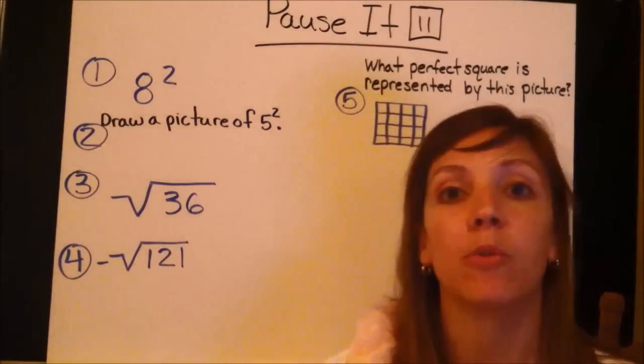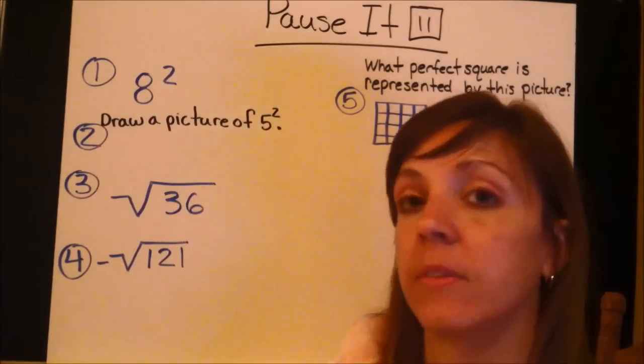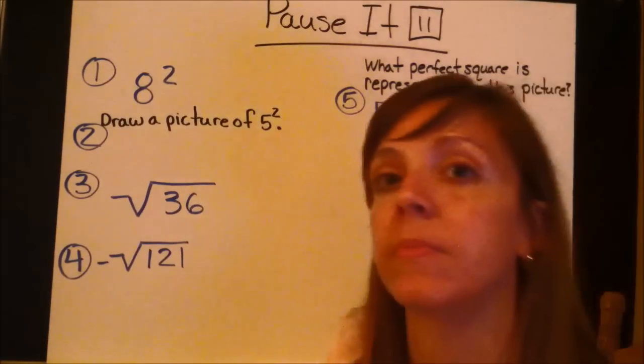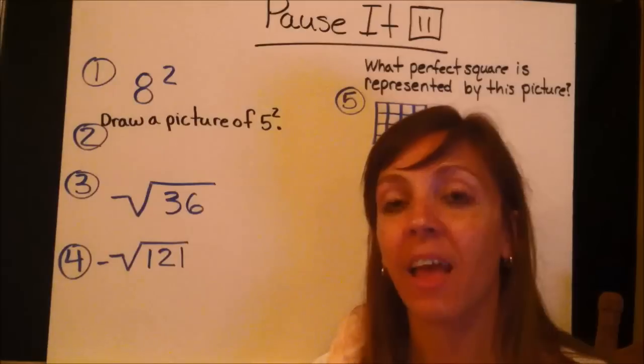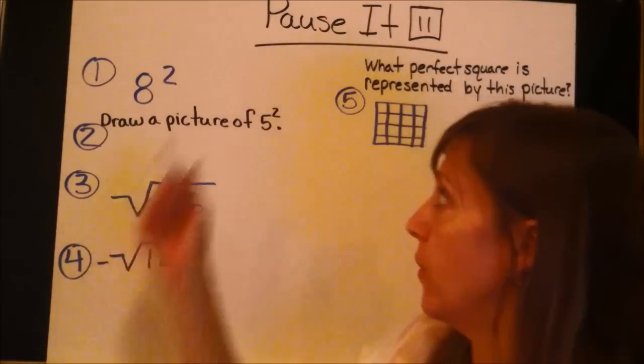Now in this section, I want you to pause the video and try these out. Number 1, 8 squared is 8 times 8, and 8 times 8 is 64.